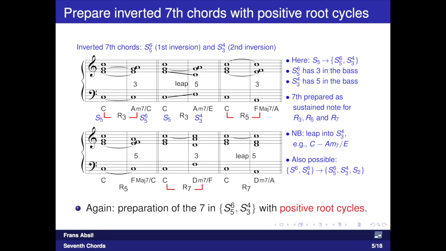In the previous slide, all chords were in root position. Here we show the preparation of inverted seventh chords, and shown are the first inversion position, which is the S6-5 with the third in the bass, and the second inversion position, the S4-3 with the fifth in the bass. Once again, the dissonant pitch is sustained from a consonant chordal function 1, 3 or 5 in the previous chord. And again, for all six cases, proper preparation of the seventh implies positive root cycles.